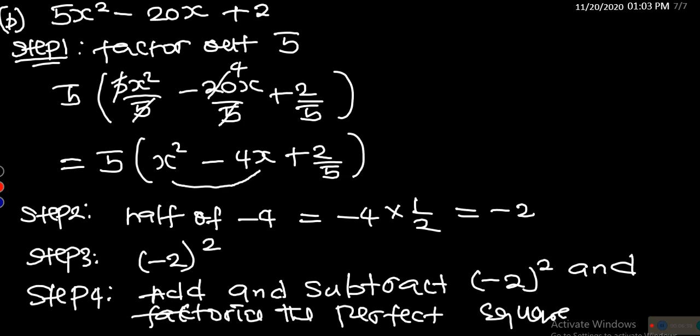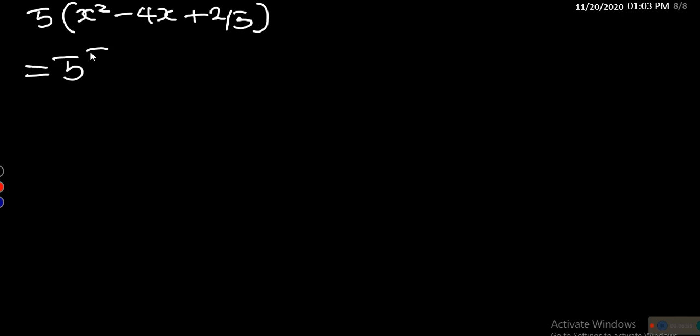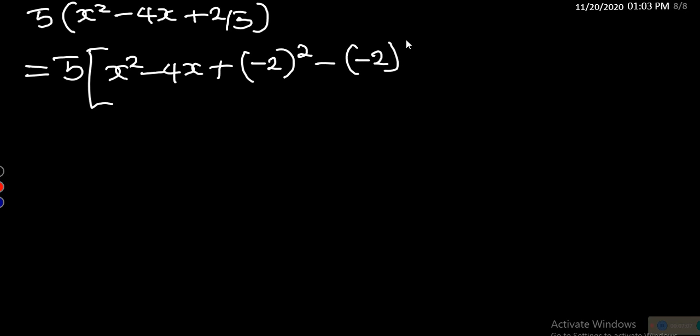So that will take us to this expression, guys. From the beginning, from step 1, we have x² − 4x + 2/5. So this will become 5 into (x² − 4x. Remember, we are completing the square of this, so we add (−2)² and subtract (−2)² + 2/5).